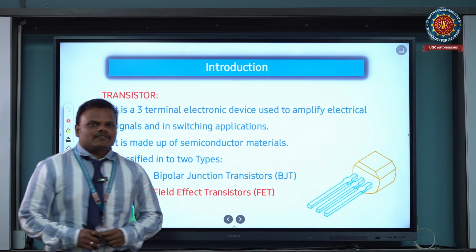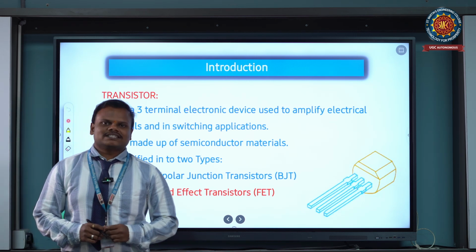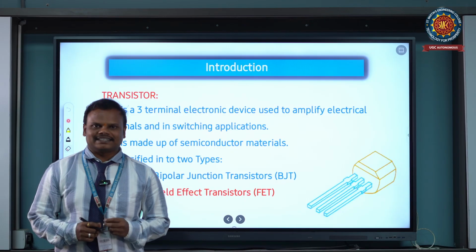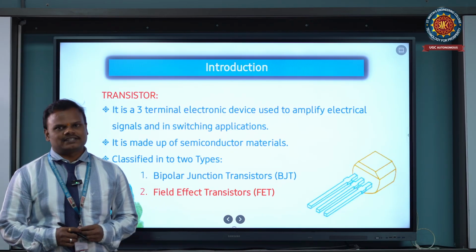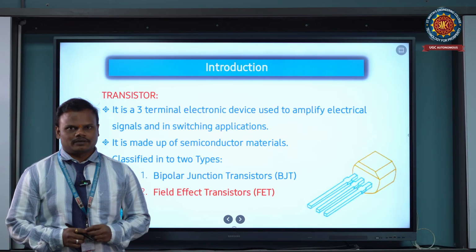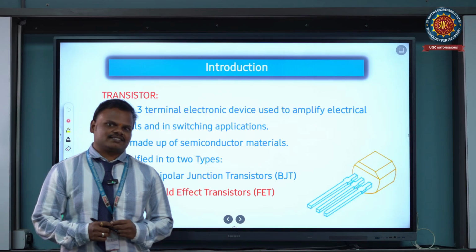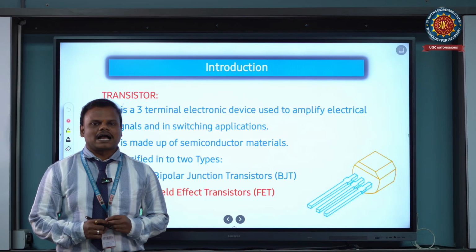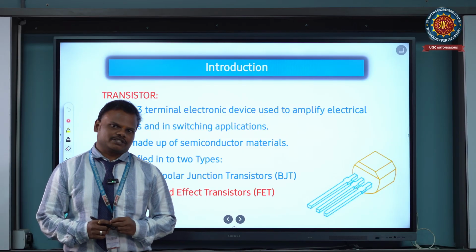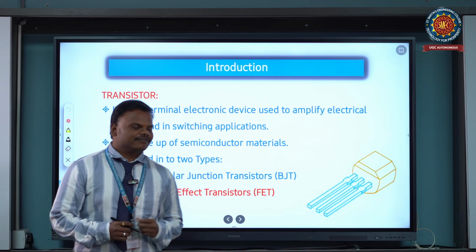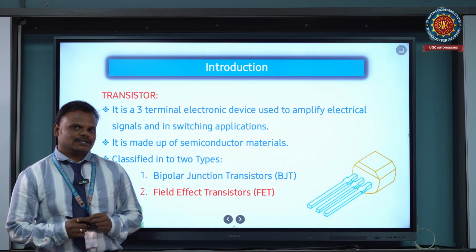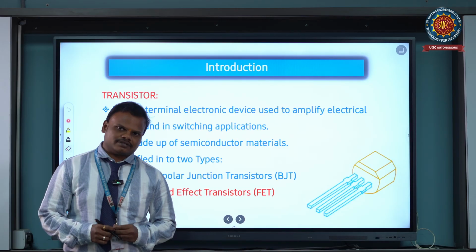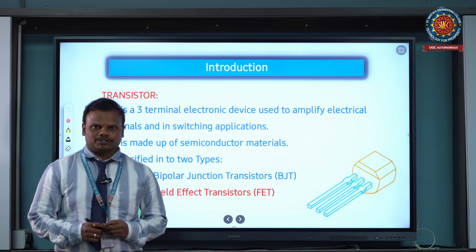Okay, so first of all, transistor. What is meant by a transistor? A transistor is a three-terminal electronic device which is manufactured from semiconductor material. Mostly these transistors are used in switching applications as well as amplification applications. We have two types of transistors: the first one is the bipolar junction transistor and the second one is the field effect transistor.